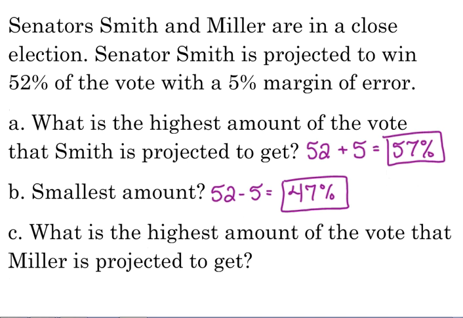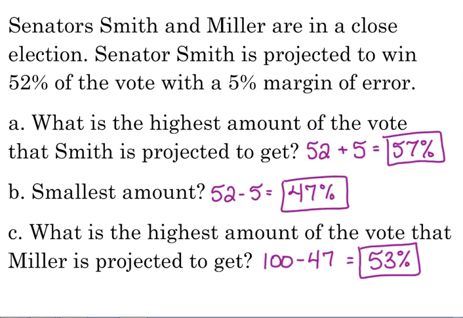Let's look at the third question. What is the highest amount of the vote that Miller is projected to get? We weren't given any numbers for Miller, but let's assume, since we weren't told otherwise, that this is a two-candidate race. So together, the two candidates should receive what percent of the vote? 100%, right? Together, they're going to get all the vote. So for Miller to get the highest amount, Smith has got to get his smallest amount. So if we take 100% minus the 47%, the highest amount that Miller is projected to get is 53%.